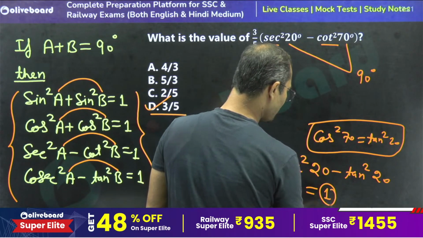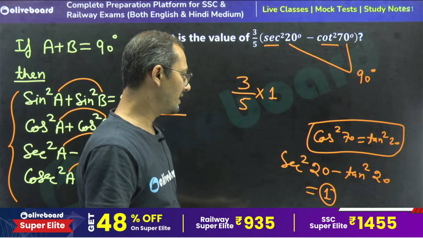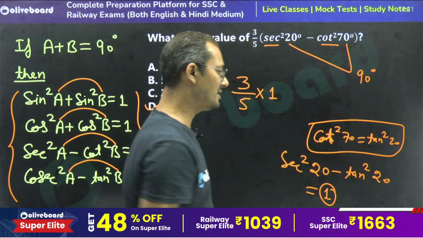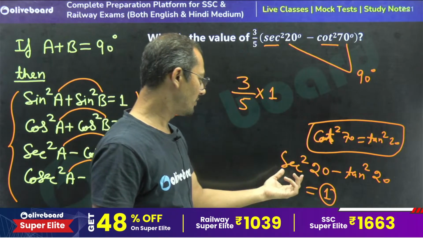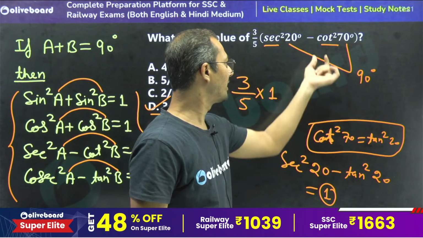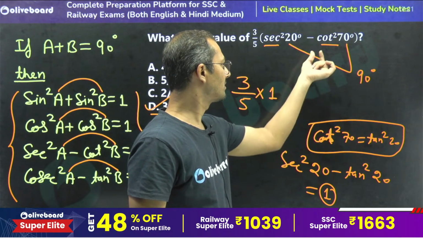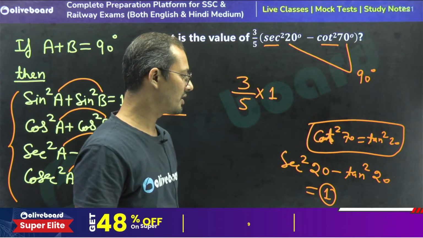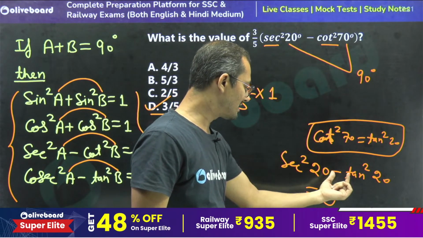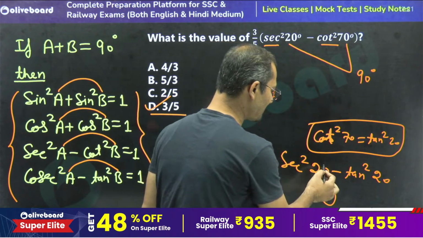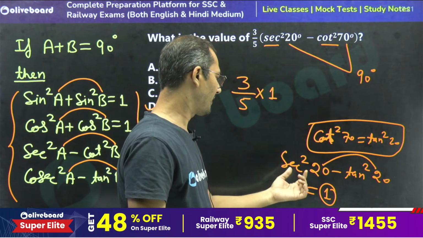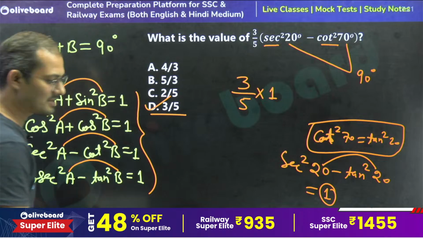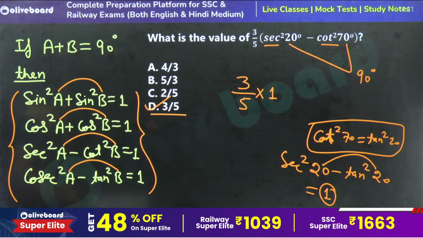So we can also do it like this, right? We can say that cot square 70 is equal to tan square 20. So in place of cot square 70, we are going to take tan square 20, right? So this is becoming the identity. Here the angle is the same, so this portion is going to be equal to 1. So the answer is 3 by 5. 3 by 5 is the right answer.